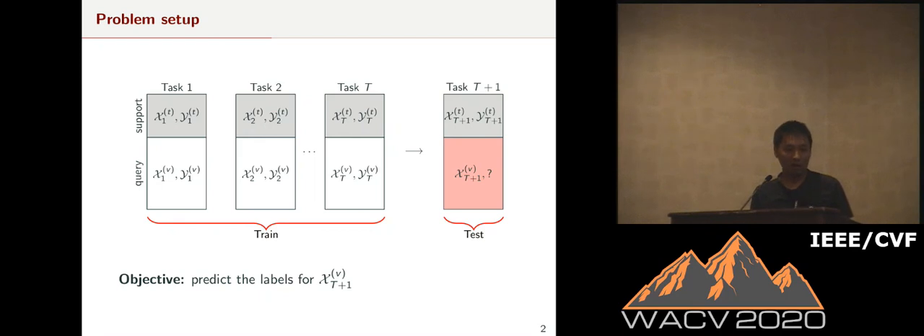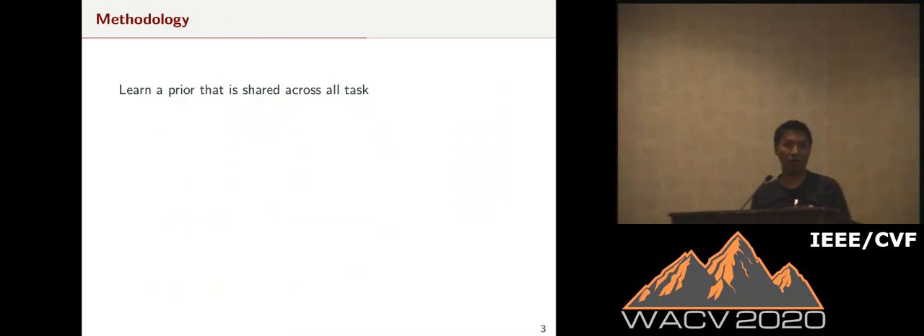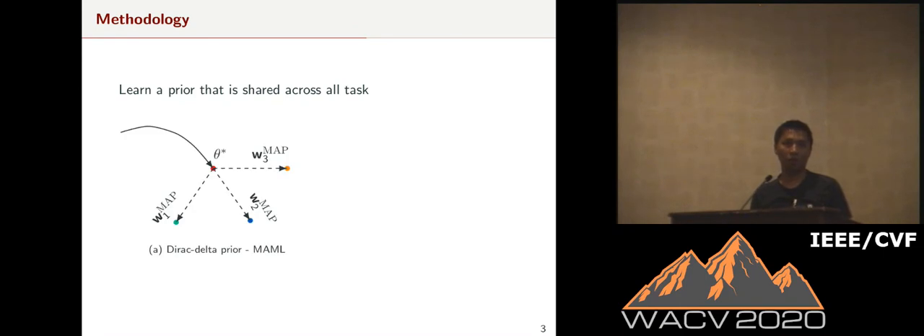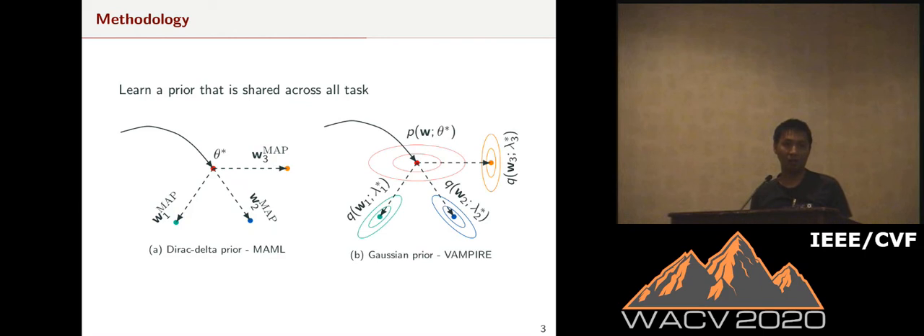So how can we solve it? We use meta-learning in which we learn a prior that is shared across tasks. One of the well-known methods in the literature, known as MAML, uses a Dirac delta function to model the shared prior, denoted as the red dot. This is similar to learning a good initialization across tasks. We extend that capability by using a Gaussian distribution to model the shared prior and name our method VAMPIRE.